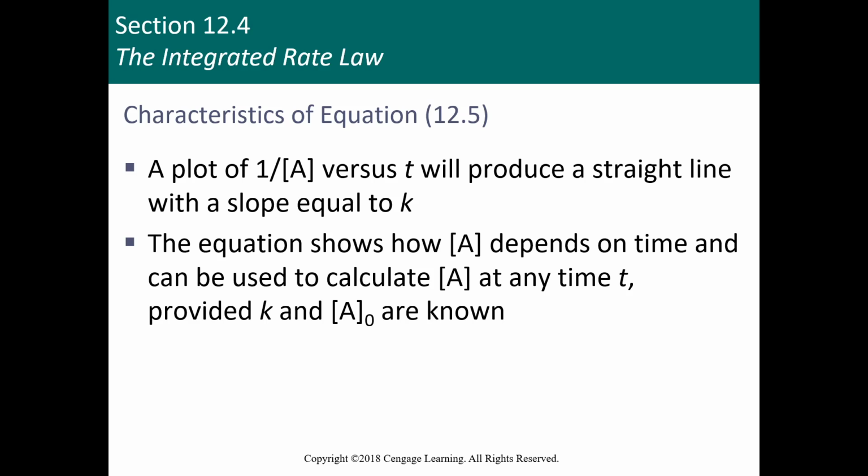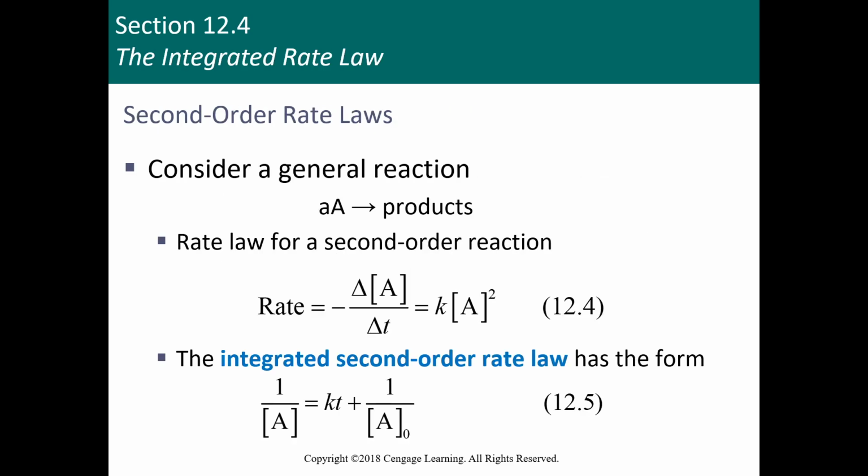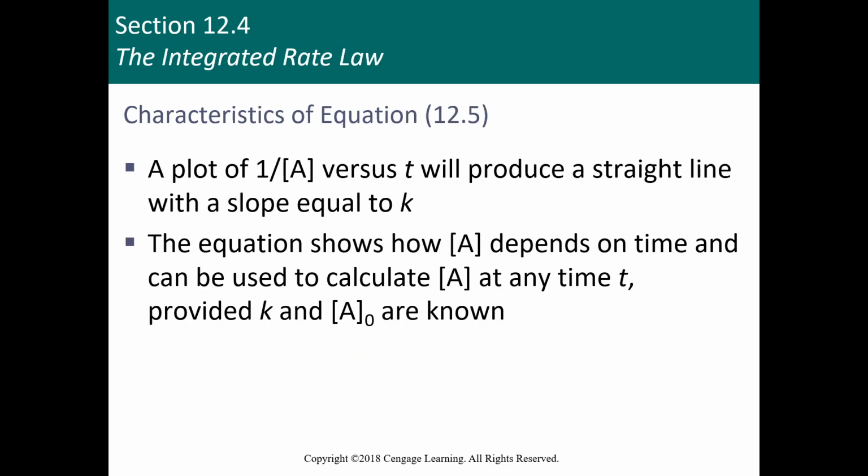All right, so your plot of 1 over a versus t will produce a straight line. You may have noticed that this looks like a y equals mx plus b again, and it is. So again, you can plot that. If 1 over a versus t gives you a straight line with a slope, that slope will equal k, and that will be a second order reaction. The equation shows how a depends on time, and this can be used to calculate a at any time t, provided that we can get k and the initial concentration.